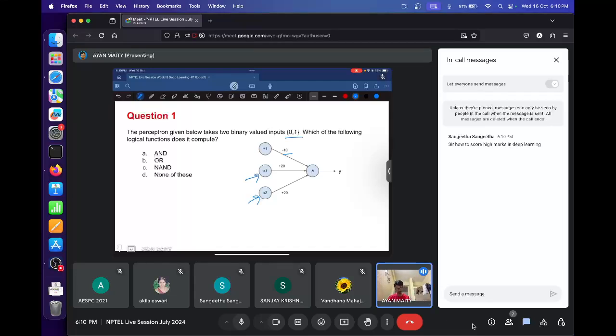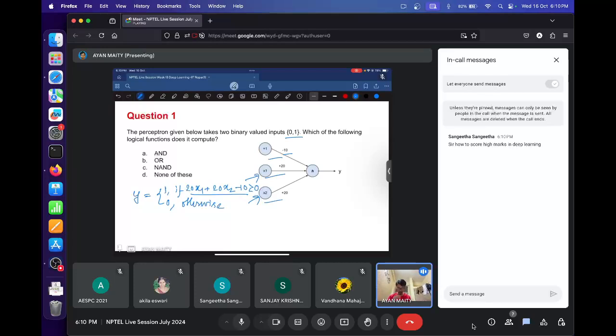To solve this question, first we have to write down the expression for y from this perceptron diagram and the weight and bias values. We can write that y is 1 if 20x1 plus 20x2 minus 10 is greater than or equal to 0, and 0 otherwise. This is basically the decision boundary, 20x1 plus 20x2 minus 10, which we are getting from this weight and bias values.